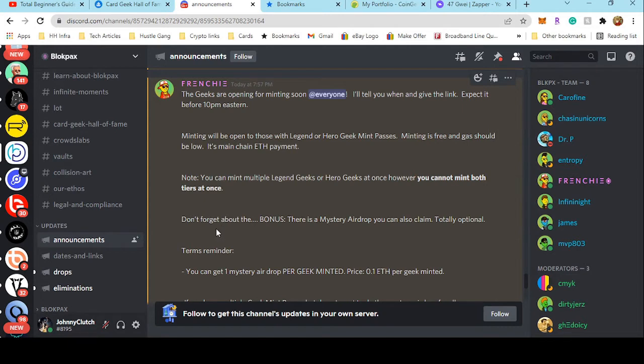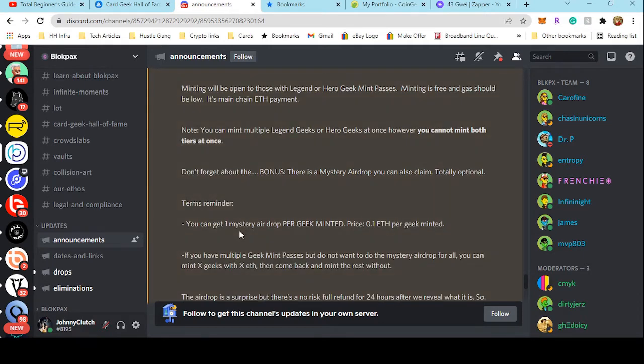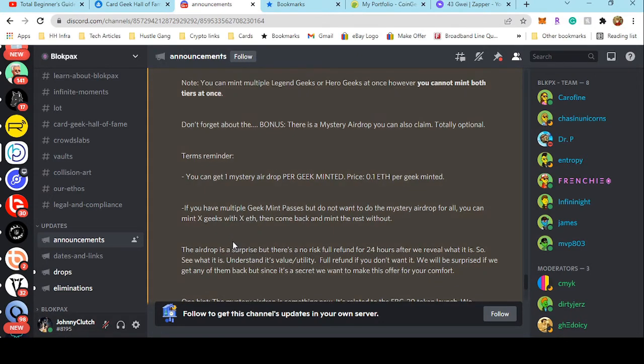Minting is free and gas should be low. It's main chain ETH payment. All right, so we have to pay this in ETH on the primary chain, right? You can mint multiple legend geeks or hero geeks at once. However, you cannot mint both tiers at once. Don't forget about the bonus. There is a mystery airdrop you can also claim, totally optional. You can get one mystery airdrop per geek minted, price 0.1 ETH per geek minted.